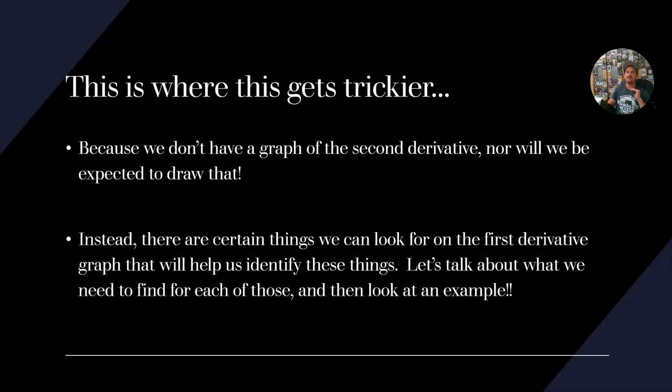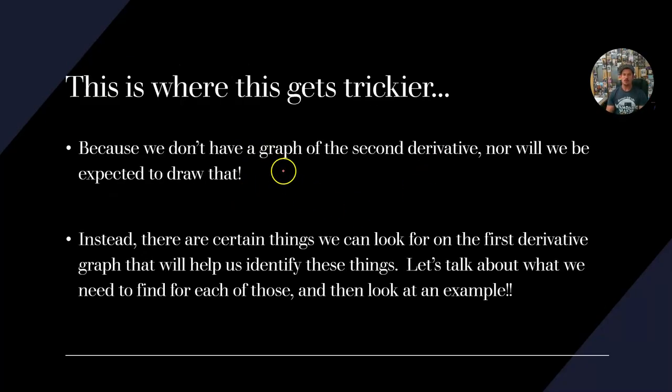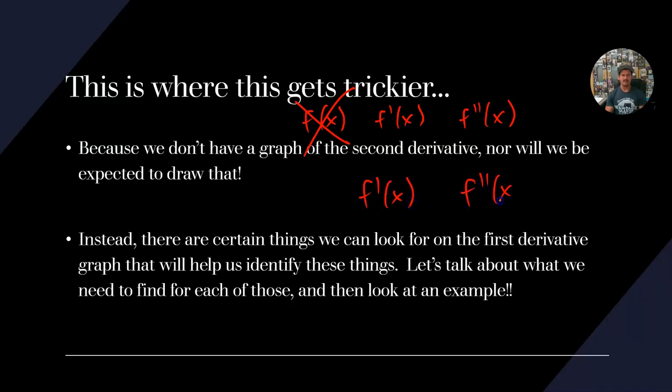I'm still only going to be able to use the first derivative graph. So let's talk about what we can look for on the first derivative graph to help us identify some of the things we answered with the second derivative previously. Let's look at some examples. I want to draw you a picture. If I have a function and I need to figure out where it's increasing or decreasing, I find the first derivative. If I needed to find where it was concave up or concave down, I found the second derivative. Well, if all I have is the first derivative and I need to know where the second derivative is positive, if I want to find where the function is concave up, I need to know where the second derivative is positive.